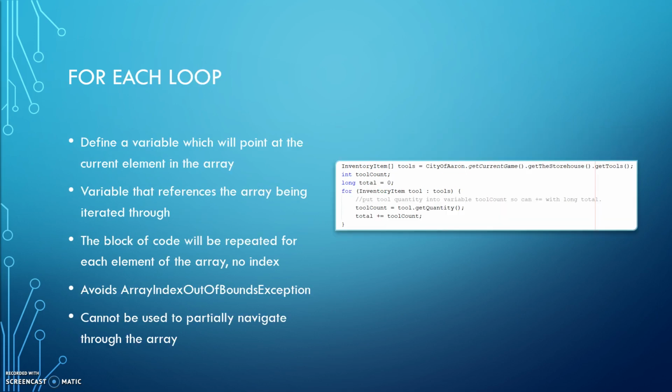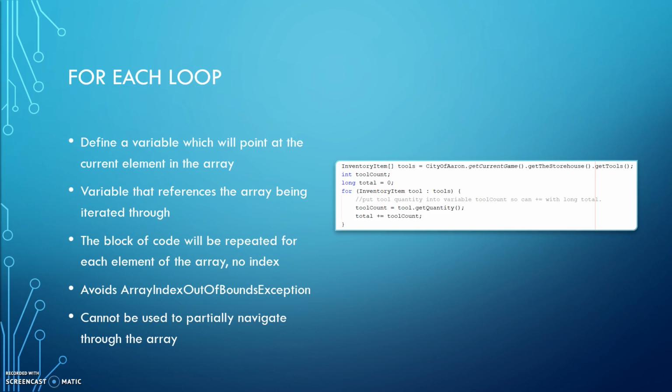The for each loop is a bit simpler in the code. You first will define a variable which will point at the current element in the array, and here we did that. We defined an inventory item tool. And then you have a variable that references the array being iterated through, and up above you see we created a tools array, and so we place that here within the for each.